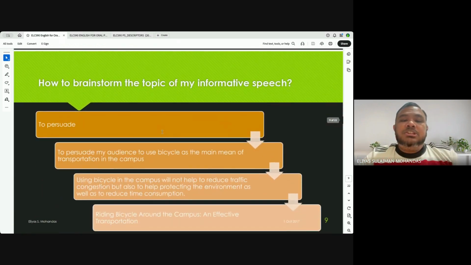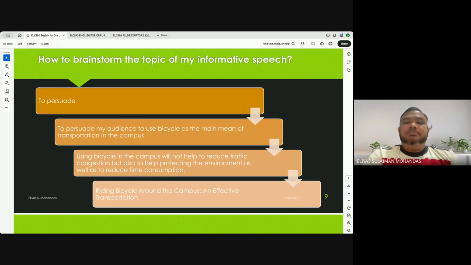So let me just share with you a sample here. Number one, to persuade. What do you want to persuade? To persuade my audience to use bicycle as the main means of transportation in the campus. So you want to persuade your friends to use bicycle in the campus. That is actually a very good topic. That is your specific purpose.